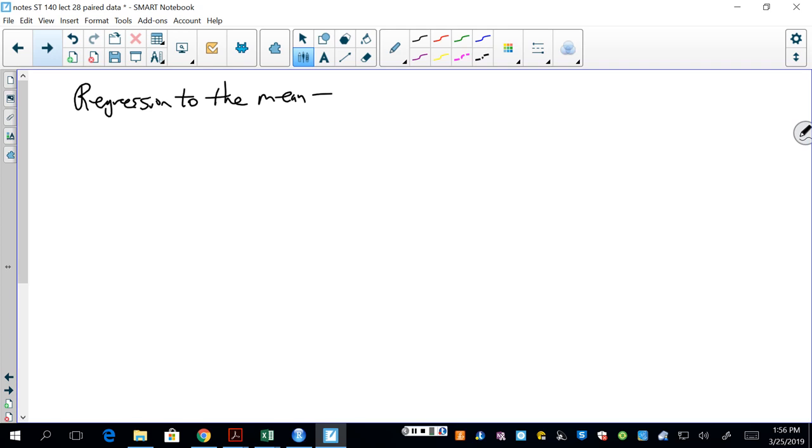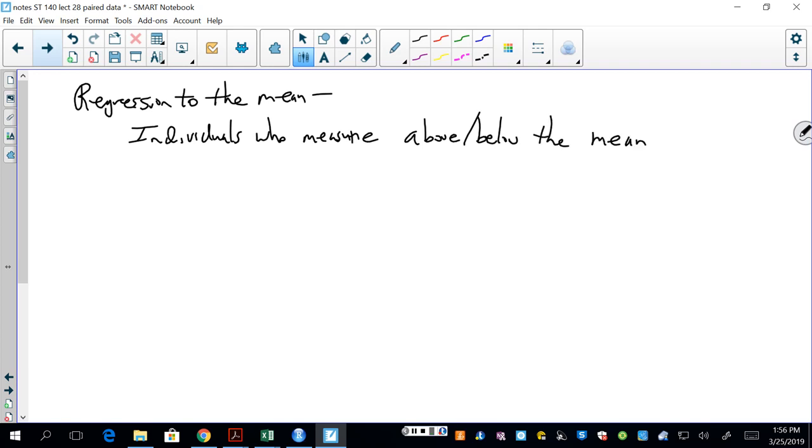But to state that: individuals who measure above or below the mean, when there's a situation with positive correlation.